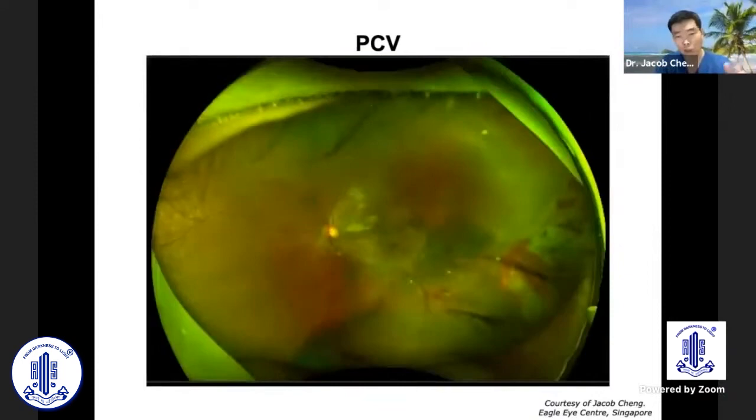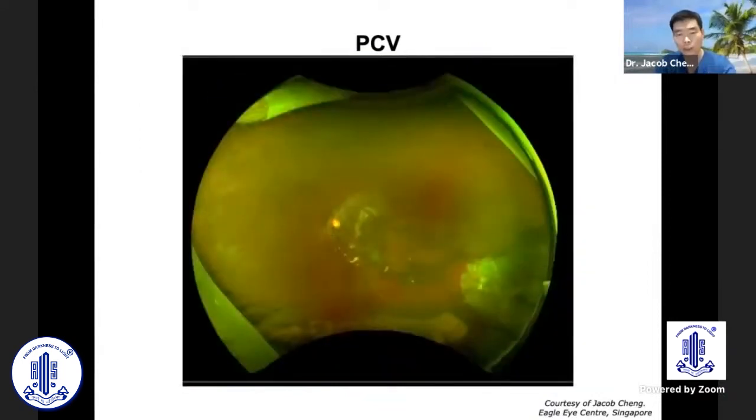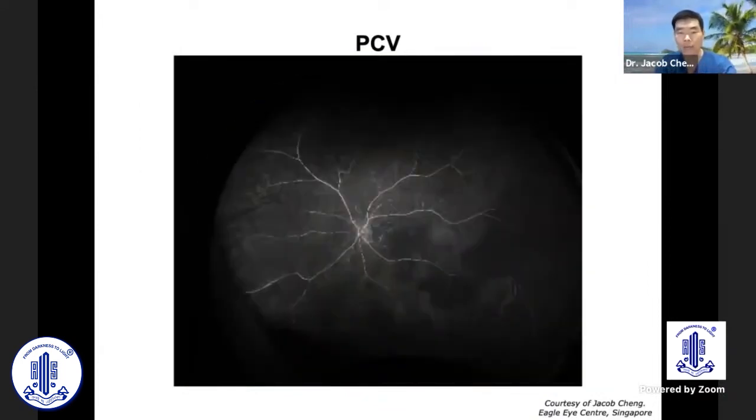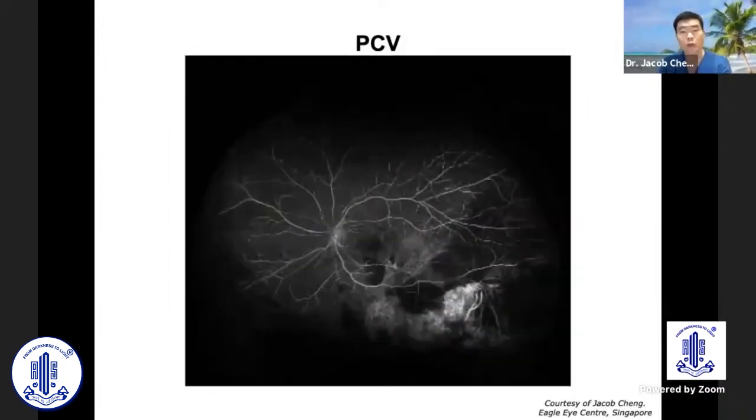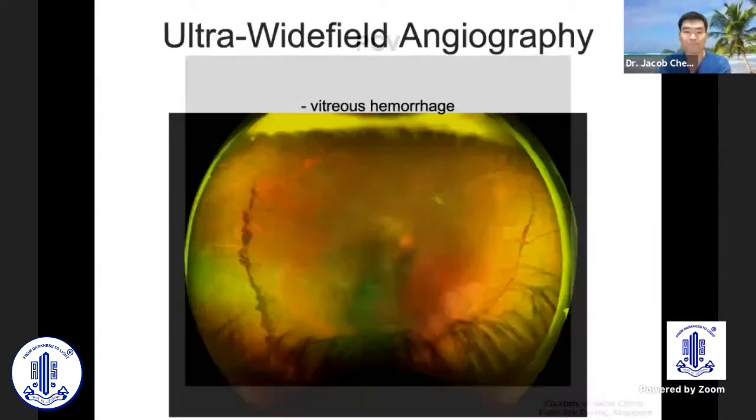So here we can document the slow resolution of the hemorrhages, and we can more or less confirm it in the fluorescein angiogram part. However, we do know that PCV is an ICG diagnosis. However, this patient was allergic to ICG. I could only document some leakages in the periphery with the fluorescein angiogram.